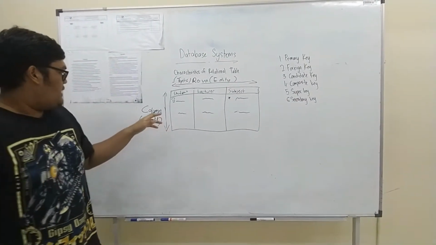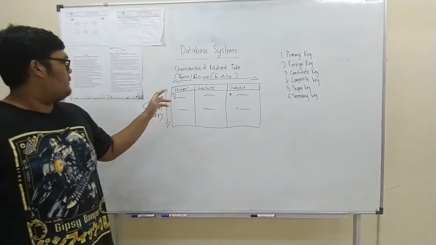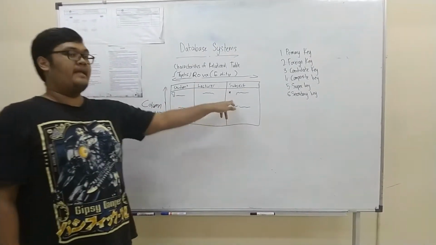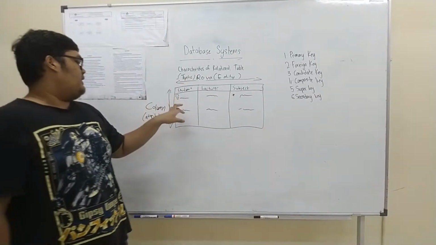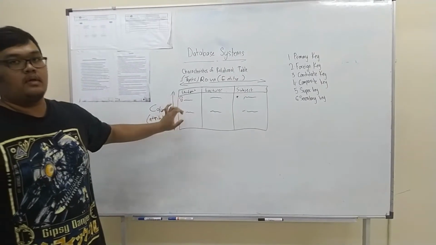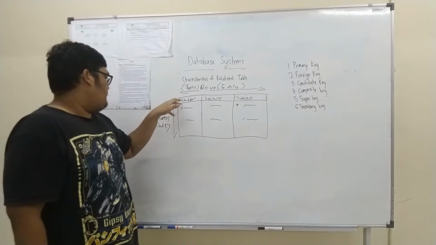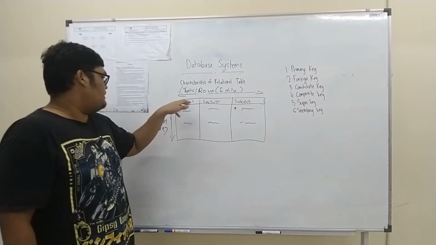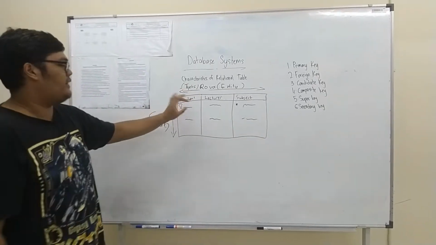And other than that, in a relational table, it will have a primary key and a foreign key. The foreign key will depend on the data that is inserted into the table. Other than that also, the intersection between a tuple and a row like this is called data.